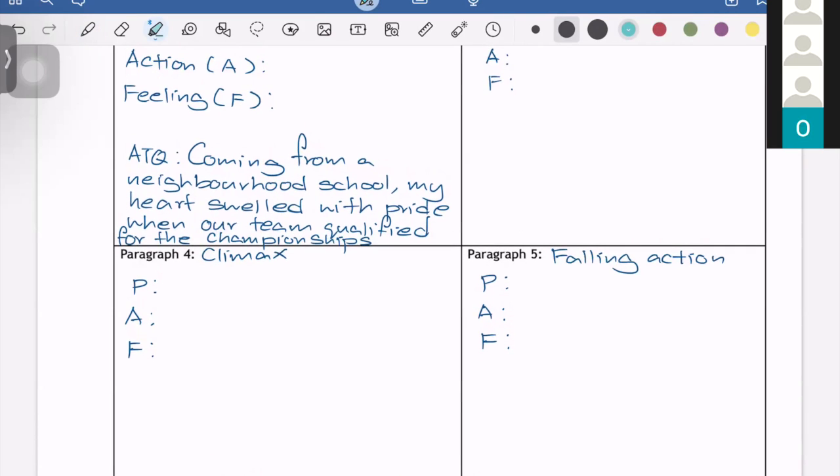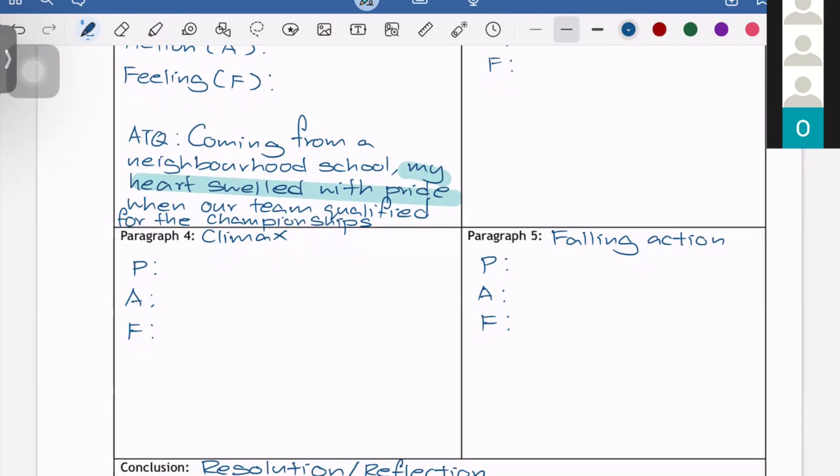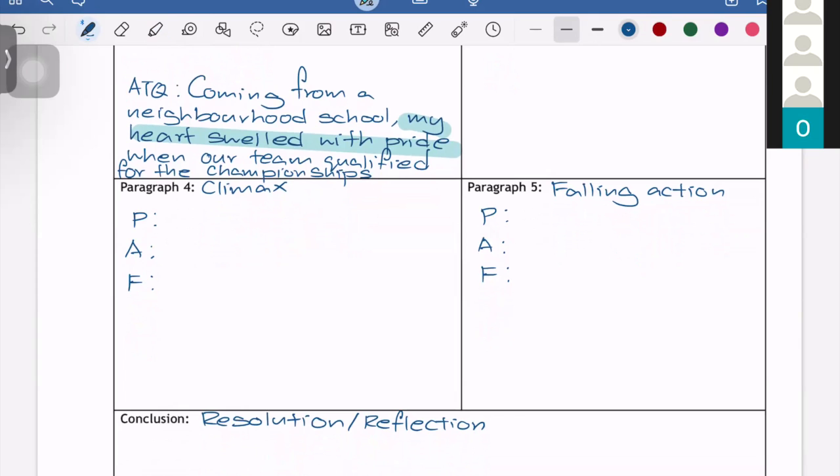So what is the reference to the keyword I mentioned just now? This part. Your heart swelling with pride, you are mentioning that that is your proudest moment. I want to mention my ATQ sentence again. I'm going to put it in the paragraph 5 for falling action.